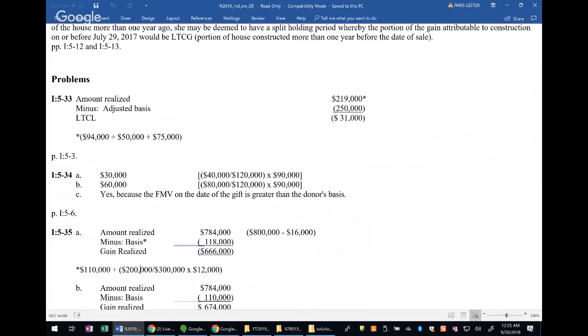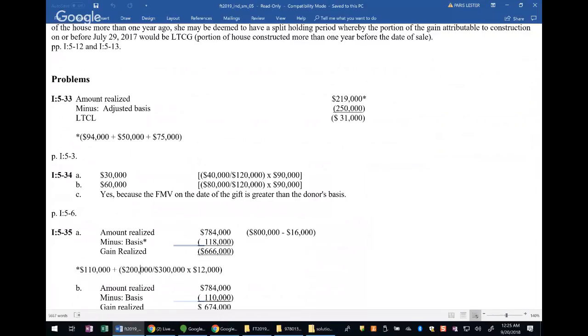Why do we take out the 10? Annual exclusion. Okay, now that's where, all right. Now, the 200 comes from what? Comes from 300 minus 100, or it comes from 310 minus 110. Okay, so it's 200 over 300 times 12 plus the 110. That gives you a base of 118. All right, do you see where all numbers came from now?